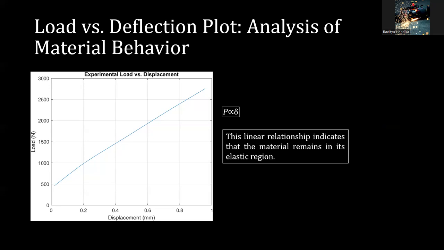And in this slide, we cover the material behavior under incremental transverse loading, resulting in beam deflection. From the graph displayed here, which plots applied load against deflection using experimental data, we can conclude that the material behavior is proportional between these two parameters. This linear relationship indicates that the material remains in its elastic region, where it will return to its original shape after the load is removed.